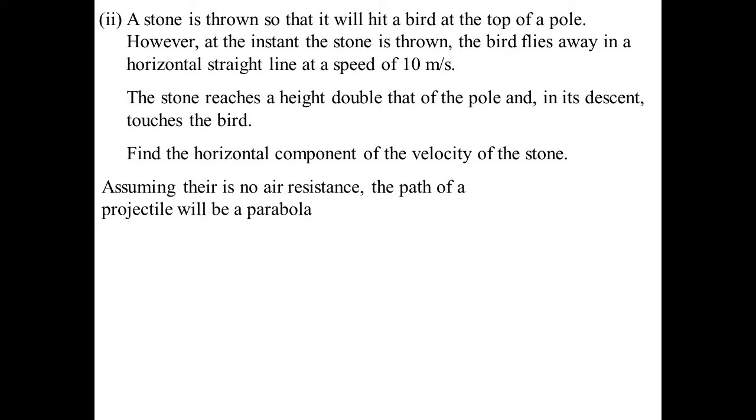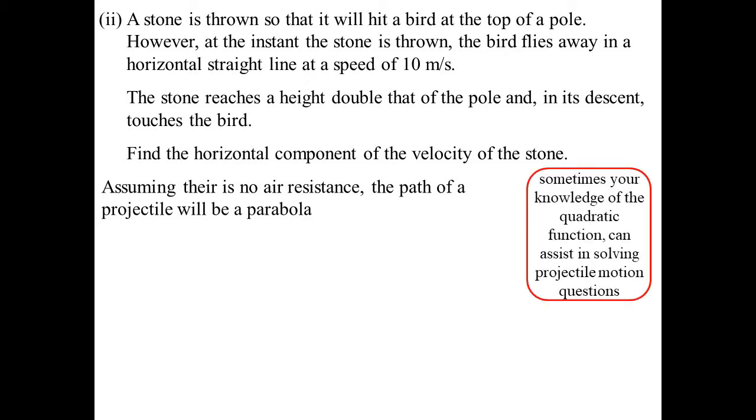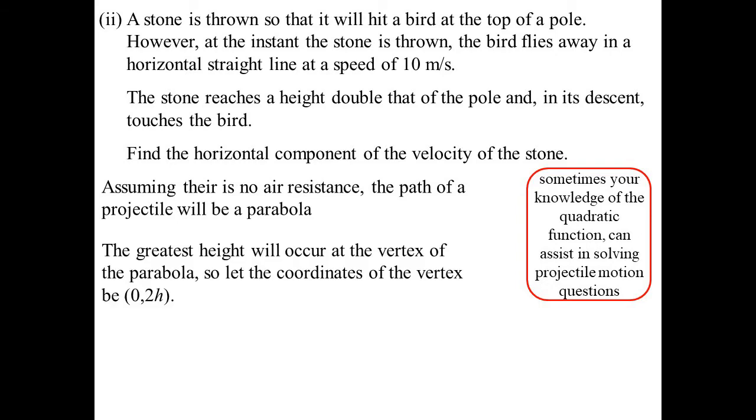Assuming there's no air resistance, we know it's going to be a parabola. So that's what I'm saying: sometimes you know about quadratics, certainly in projectile motion questions, because if we're assuming no air resistance, we know it'll be a quadratic. Now, the greatest height will occur at the vertex of that parabola. So I'm going to let the coordinates of the vertex be (0, 2h), twice the height of the pole. That means the equation of the parabola will be y equals 2h minus kx squared, some constant times x squared.